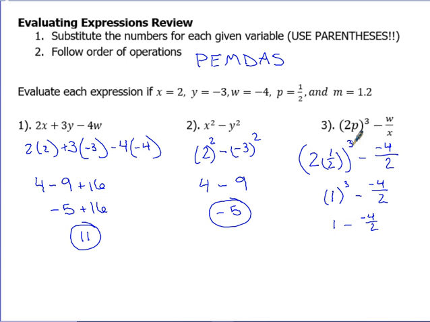Multiplication and division. Remember that a fraction bar is division. So I'm going to leave the 1 minus part. Negative 4 divided by 2 would give me negative 2. So I have 1 minus negative 2. Well, minus a negative is the same thing as adding, so 1 plus 2, which is 3.